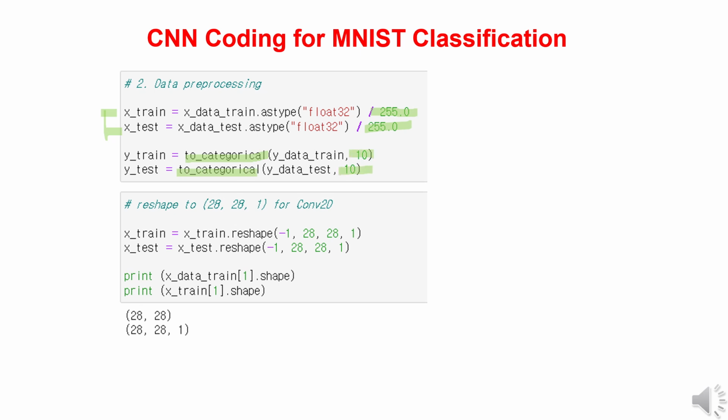After that, we reshape the data using the reshape function to match the input format required by a CNN. Originally, each MNIST image is a one-dimensional vector with 784 pixel values. To feed it into a CNN, we reshape it into a 28 by 28 two-dimensional image and also specify the number of channels, which is 1 for grayscale images. Here, the -1 in reshape tells the program to automatically determine the number of samples based on the input data.